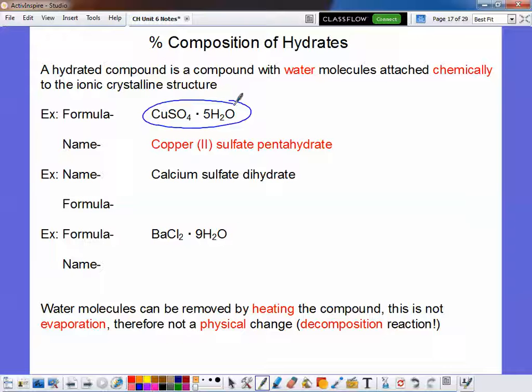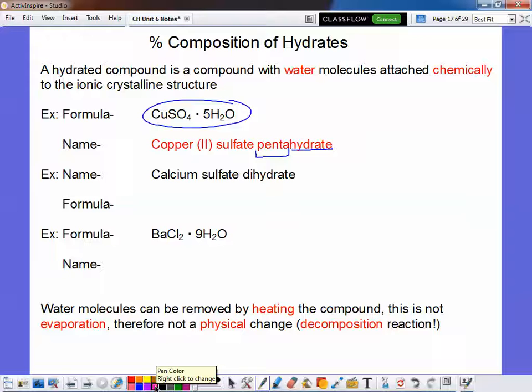Then to indicate that it is a hydrate, we're going to use the word hydrate, but put the covalent prefix for the number of water molecules in front of the word hydrate. So since CuSO4·5H2O has 5 waters, it's pentahydrate. Okay, so we'll do a couple more examples and then we'll do some math with this.